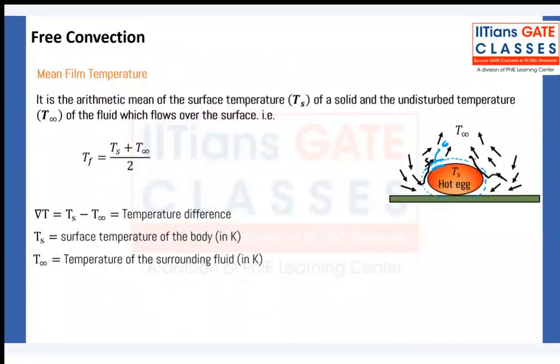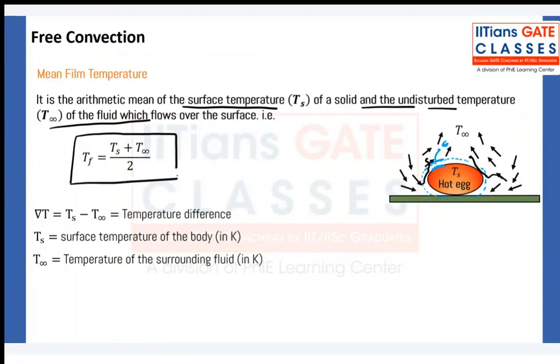How do you calculate this? It is the arithmetic mean of the surface temperature of the solid, whatever the surface temperature of the solid, and the undisturbed temperature of the fluid which flows over the surface. So it's the arithmetic mean only. Tf is equal to Ts plus T infinity upon 2. Delta T is Ts minus T infinity. Ts is surface temperature. T infinity is surrounding temperature.